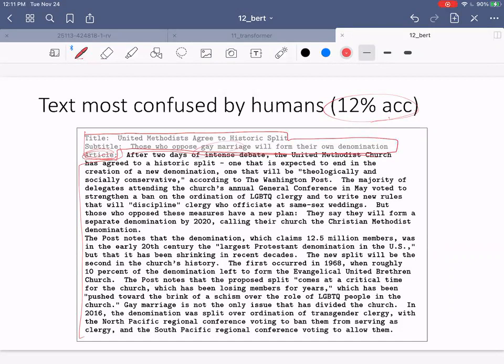If you take a look at this, crazy details were put into this text. Like, after 2 days of intense debate, the United Methodist Church has agreed to a historic split, yada yada yada. It is even citing the word LGBTQ. There's gay marriage, so obviously there's a heavy relationship between gay marriage and LGBTQ. So GPT-3 understands there's a strong relation between them. The whole text is very, very consistent and to the point.